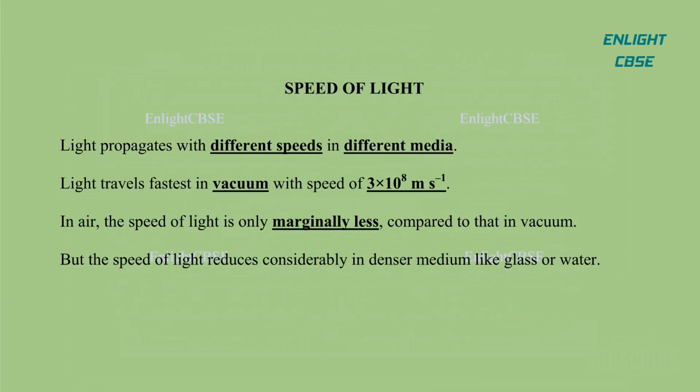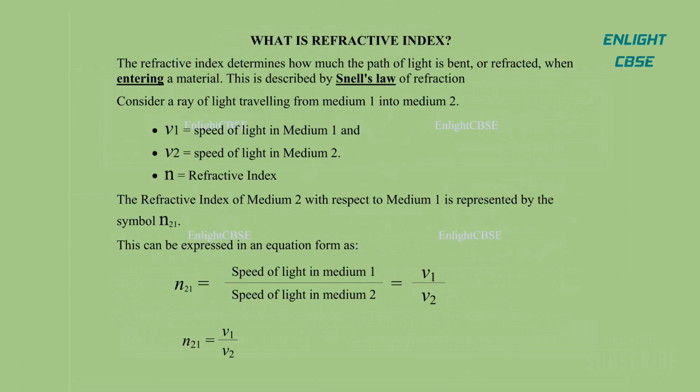Speed of light. Light propagates with different speeds in different media. Light travels fastest in vacuum with a speed of 3 × 10 raised to the power of 8 meters per second (m s^-1). In air, the speed of light is only marginally less compared to that in vacuum. But the speed of light reduces considerably in a denser medium like glass or water.